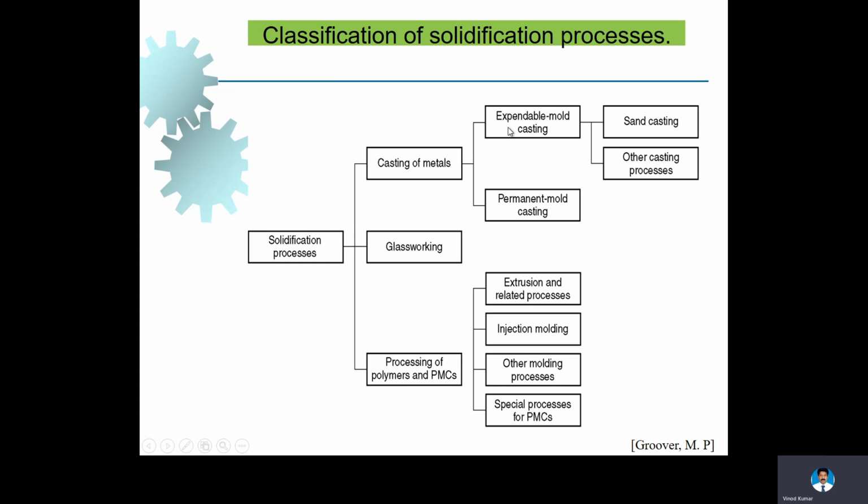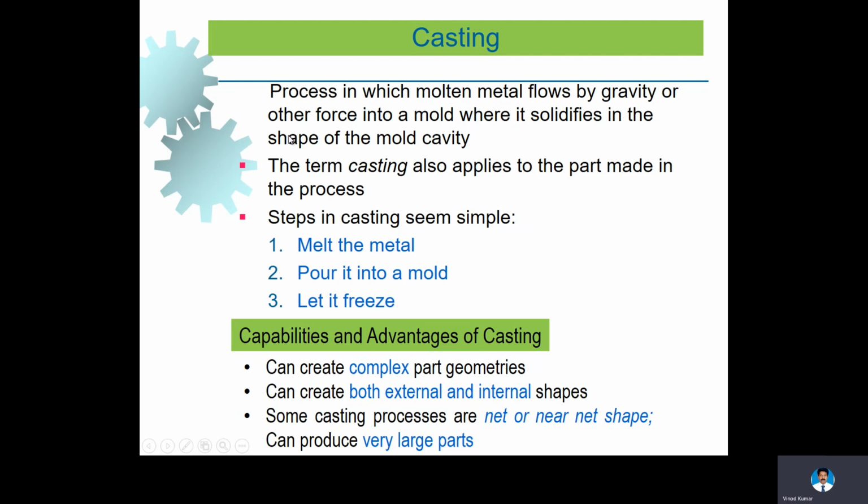So in general, we have two categories: expendable mold casting, normally sand casting, and permanent mold casting, made of metals. Casting is a process by which molten metal flows by gravity into a mold where the molten metal is solidified and forms the shape of the mold cavity. The term casting also applies to the part made in the process.